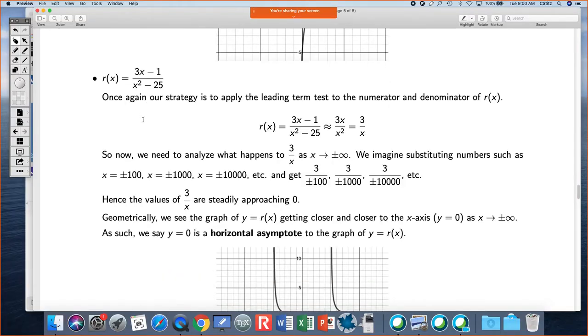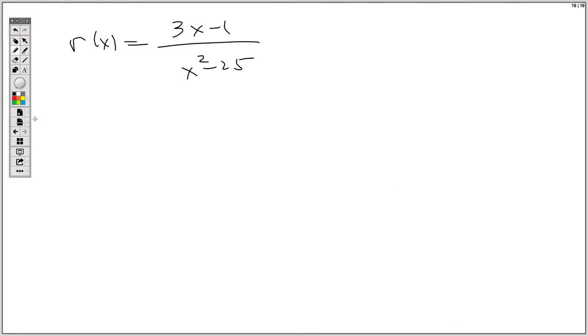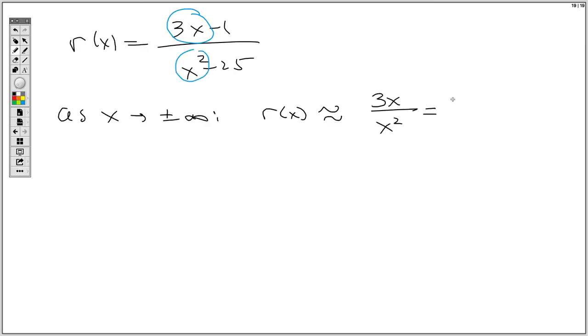Let's take a look at this one together. Let's look at 3x minus 1 over x squared minus 25. And let's think about as x goes off to plus or minus infinity here, the r of x. Once again, I look: the leading term here is 3x, the leading term here is x squared. Now that gives me a 3 divided by an x. So we're not getting a number, we're getting another function now.